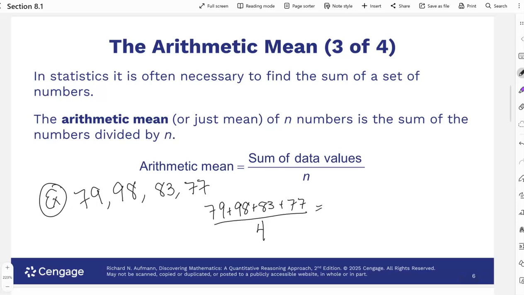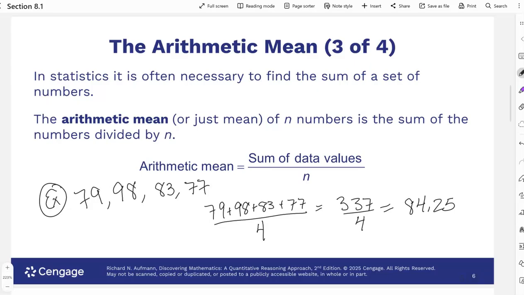When you do this by hand, you're going to want to add the numerator numbers together first. So I've got 337, and then we're going to divide that by 4. And I'm adding everything off screen on my calculator. So I got an average of 84.25. So that is the mean of those values.